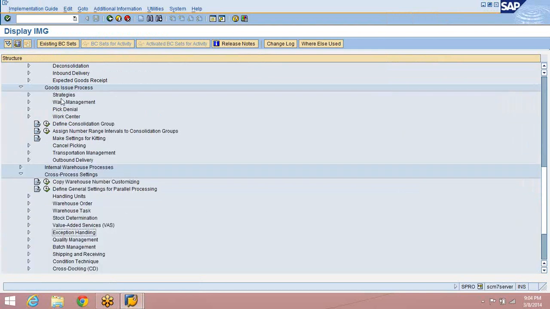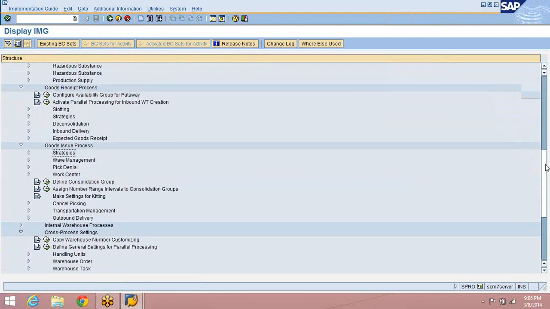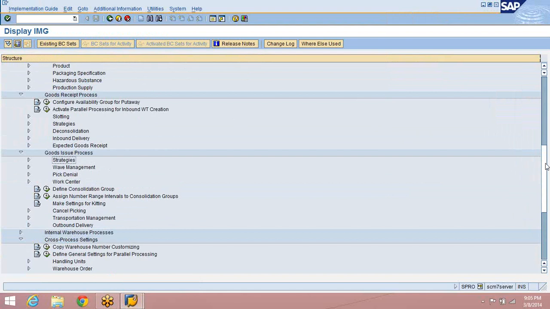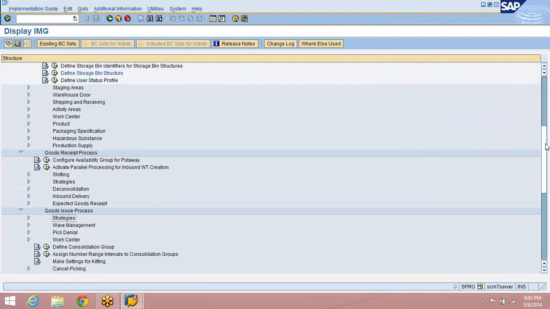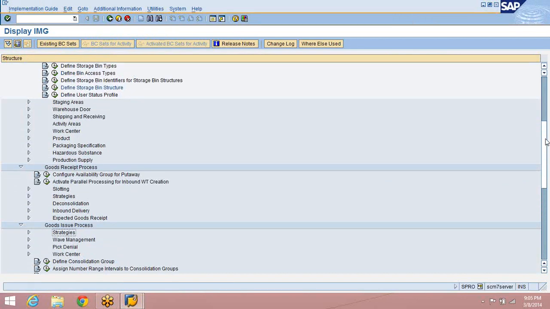Strategies are quite a bit common across the WM, so they are almost similar. The other thing is the movement type. There is no movement type concept as such, though principally it is the same. We call it a warehouse process type instead of the movement type.